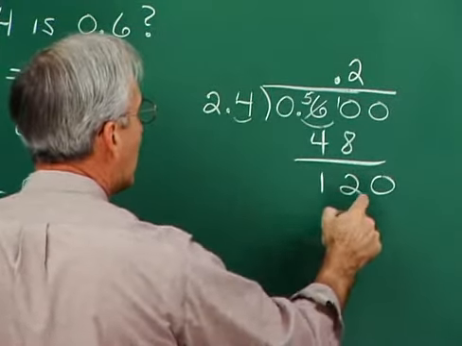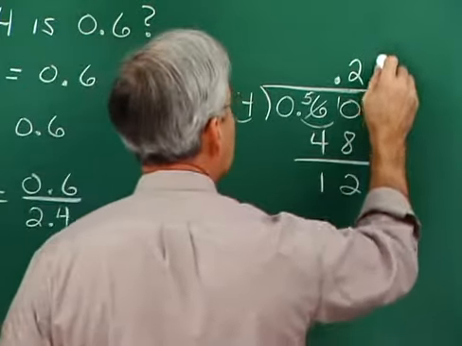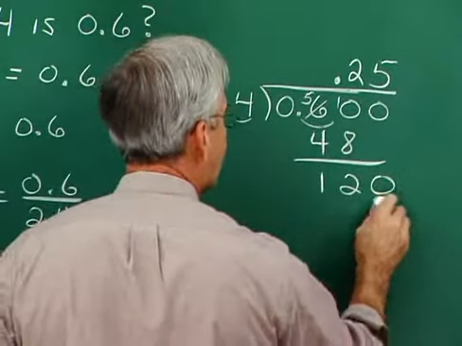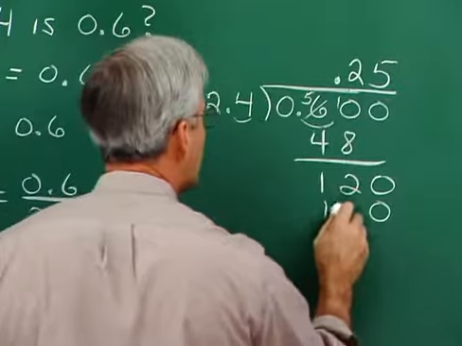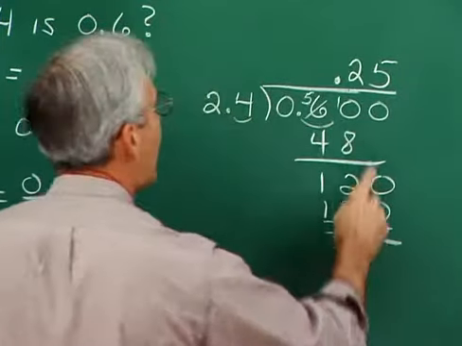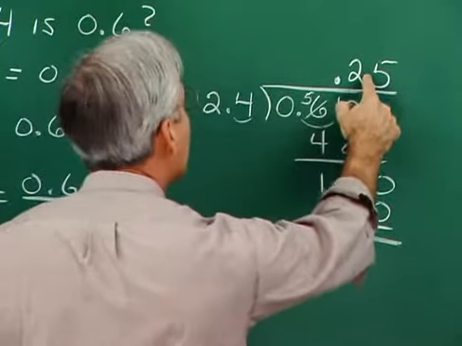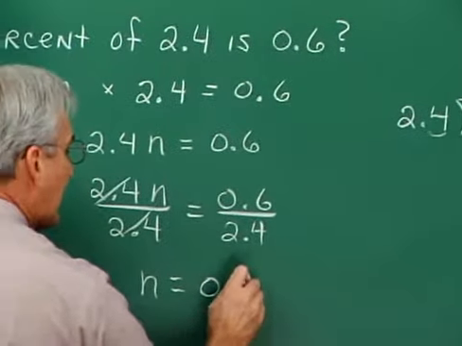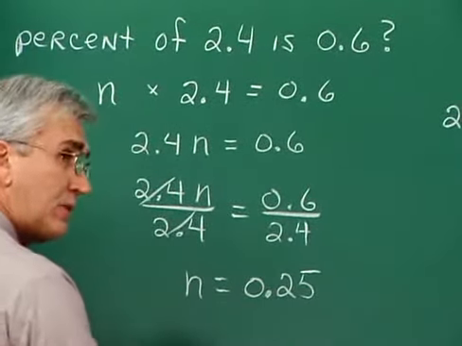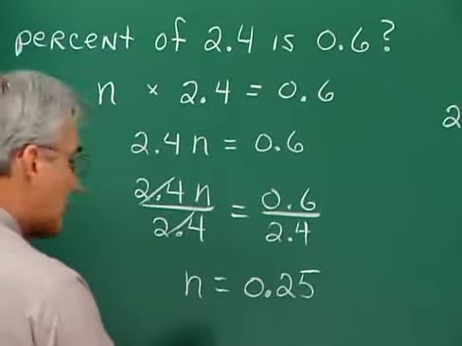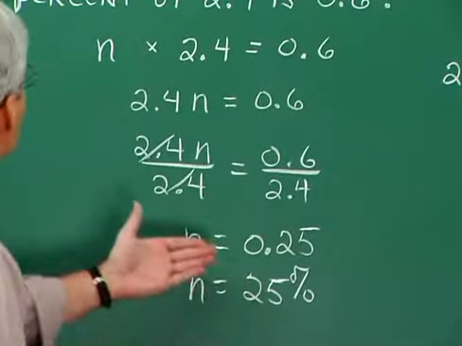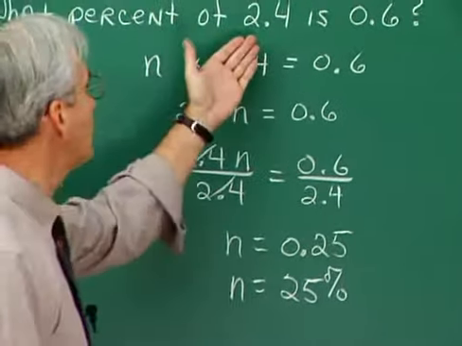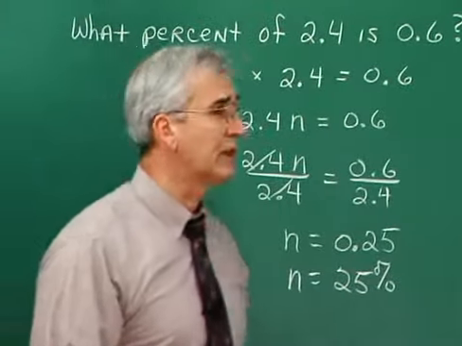24 into 120 goes, I think 5 times. 5 times 4, 20, carry 2. 5 times 2, 10, and 2, 12. It goes evenly. Oh, happy day. So we get 0.25 as this quotient. We come back over here then. This is 0.25, but we want to express this as a percent, and the percent is 25%. So we are answering the question, 25% of 2.4 is 6/10.